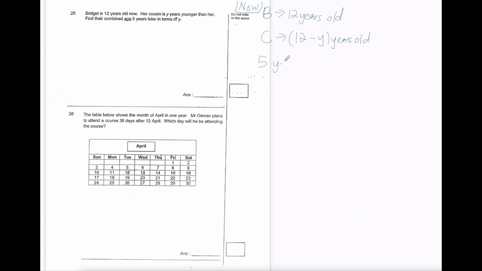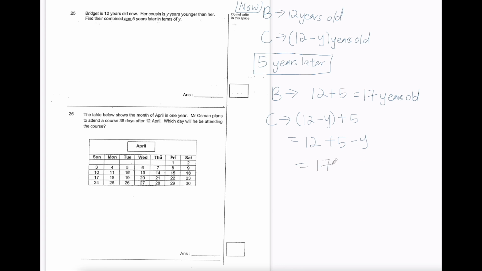So 5 years later, how old will Bridget be? Bridget will be 12 plus 5, 17 years old. As every year goes by, we increase our age by 1, so 5 years later will be plus 5. Same thing for the cousin. The cousin is 12 minus y now, correct? We need to add 5 also. Let's rearrange it: 12 plus 5 minus y, which is 17 minus y.